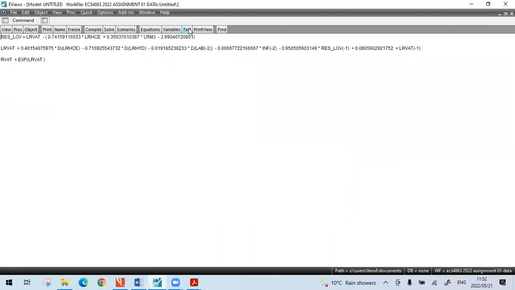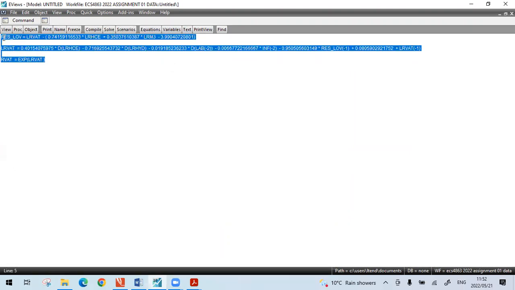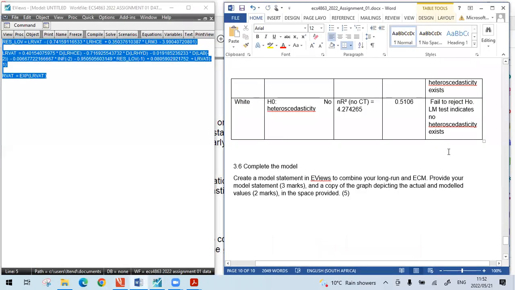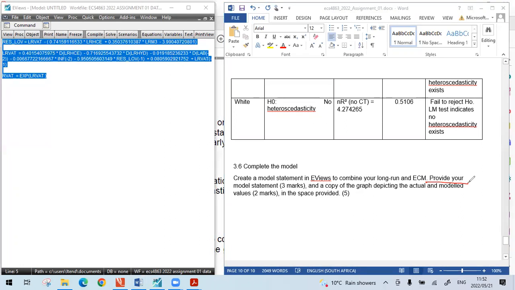You go back to text. This is what they said, copy and paste in the space provided. I'm going to do that. I'm also going to share with you the Word document so that you'll be in a position to see. So this part you are going to take as it is from me. This is the part, provide your model statement, just 3 marks. So we are copying and we have to paste it here.